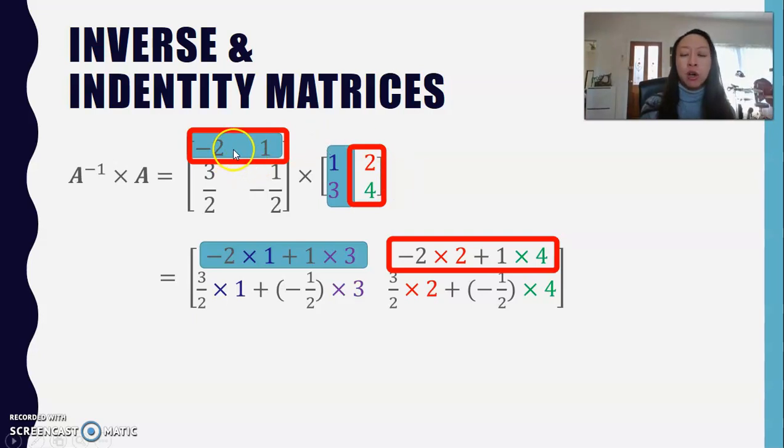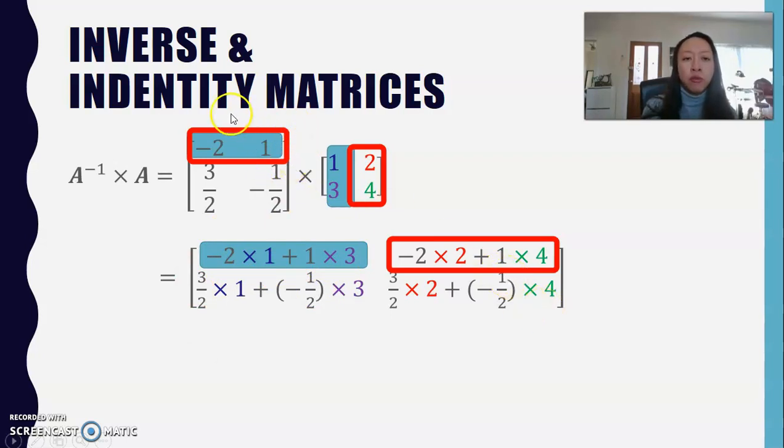So if we just focus on the blue boxes right here, the first row of the first matrix and the first column of the second matrix. You always remember to get the first row of the first matrix first. So if we multiply the values together, we need to have -2 times 1 added with 1 times 3. So that's what I'm doing. This will be what I get from multiplying row 1 with column 1. So it's going to be row 1, column 1 for my matrix right here.